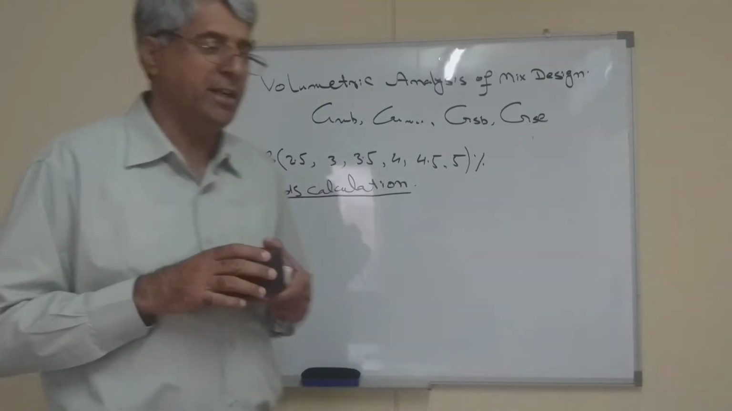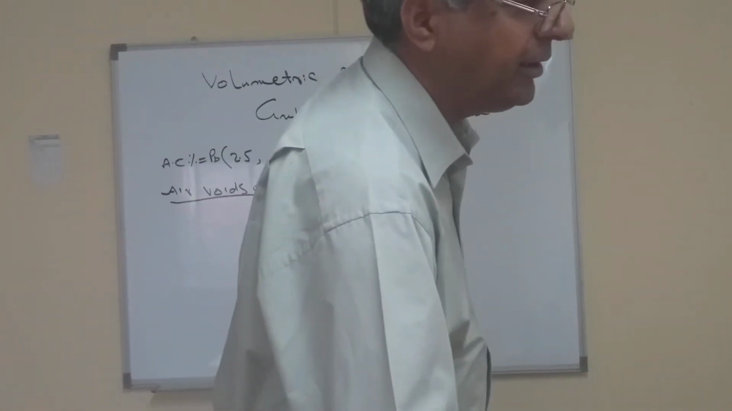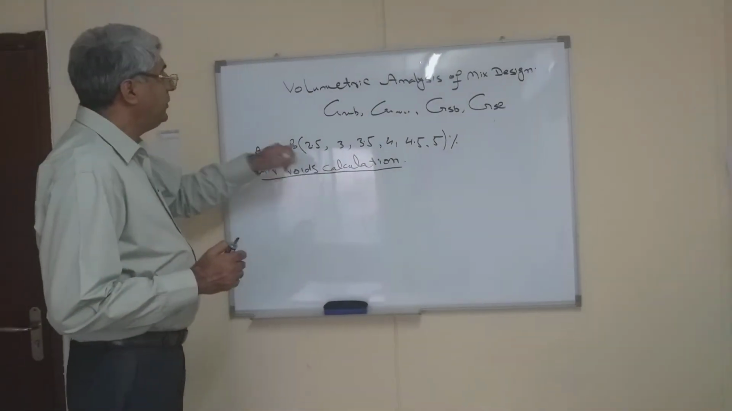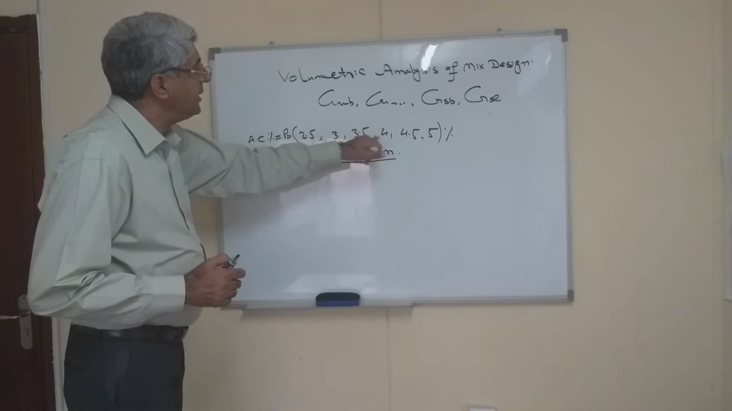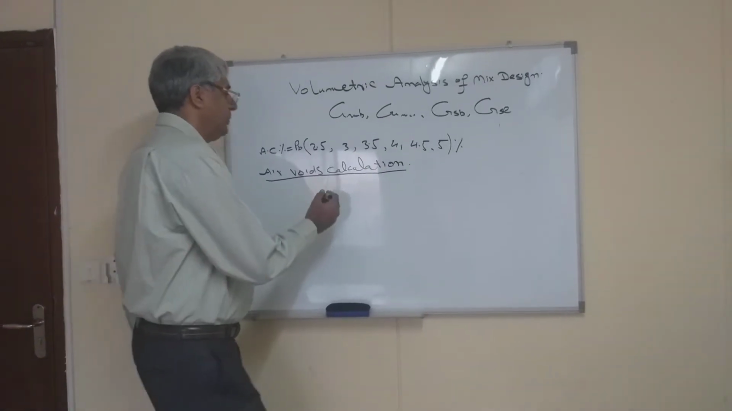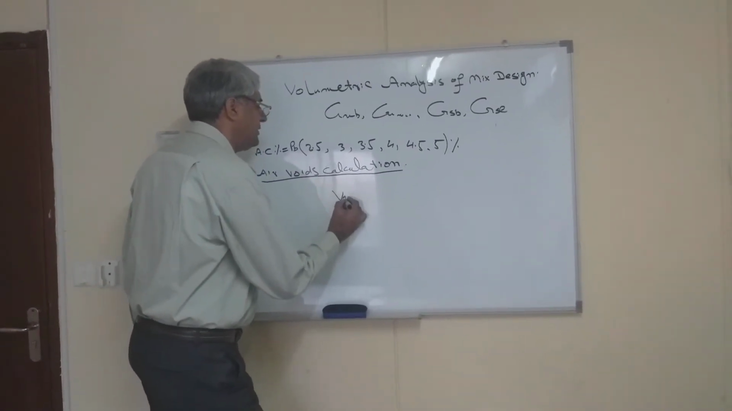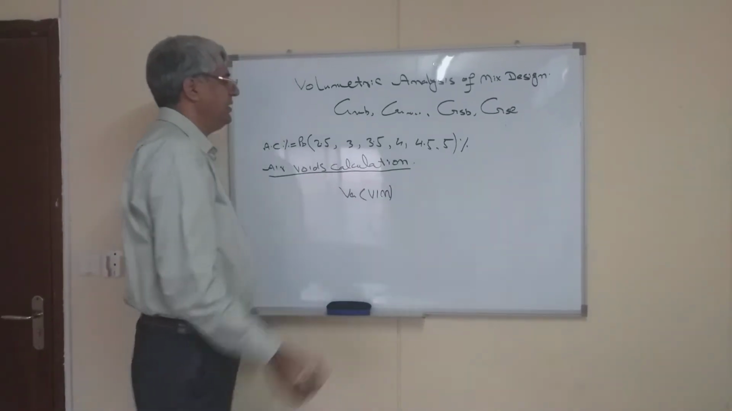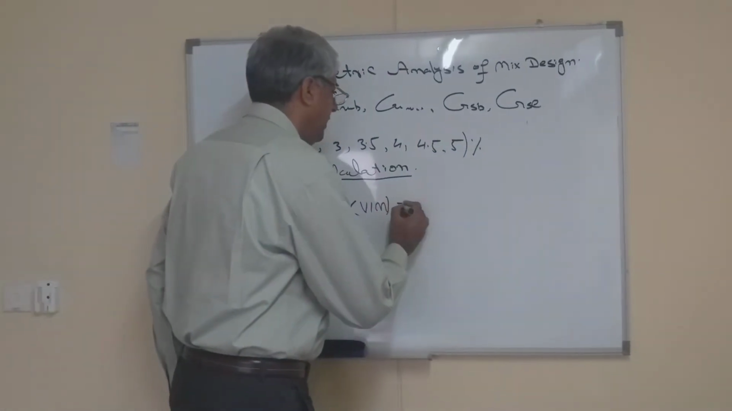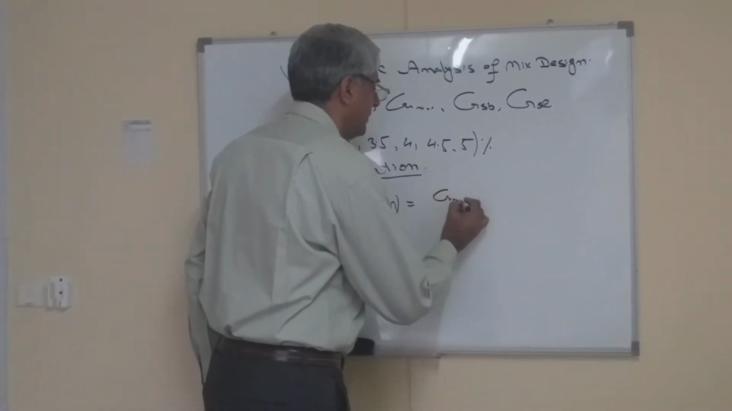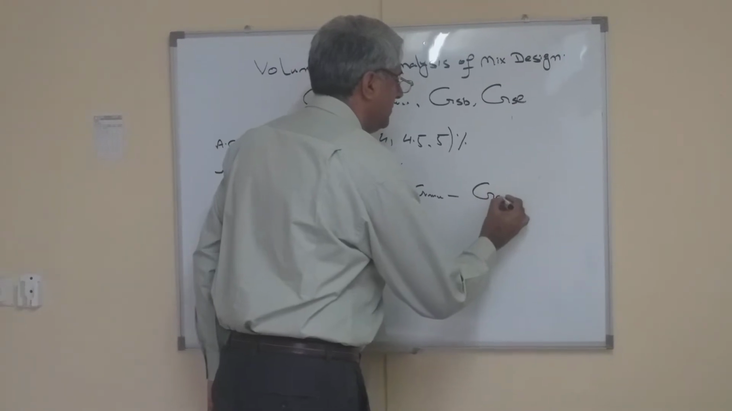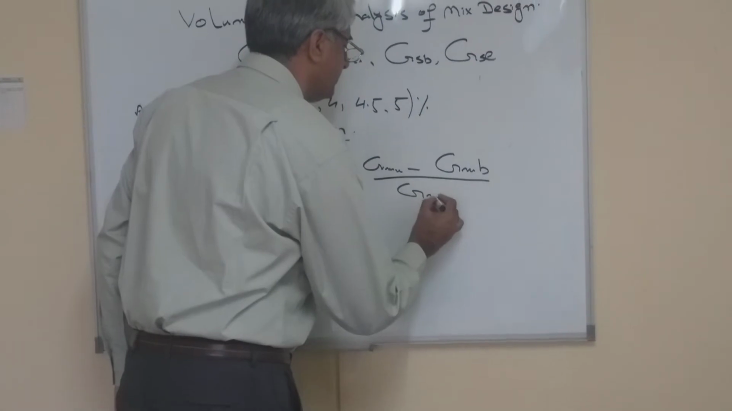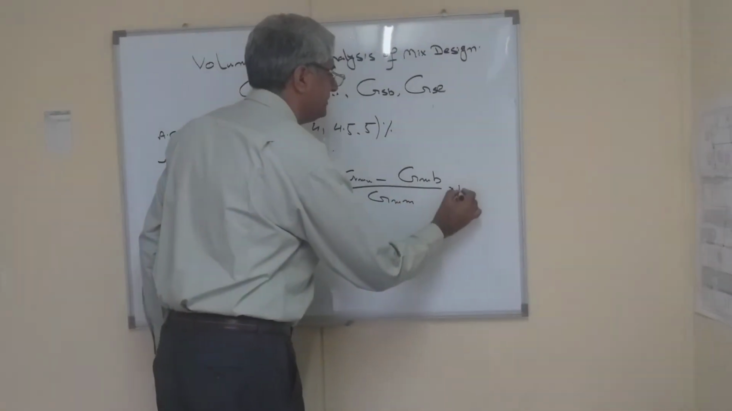It's a very important property, and it is a fundamental property for the development of the mix design, and we will find out its value for each asphalt content percentage. So first of all, air voids, sometimes written as VIM, but sometimes simply written as air voids. Its value can be found out as GMM minus GMB over GMM into 100.